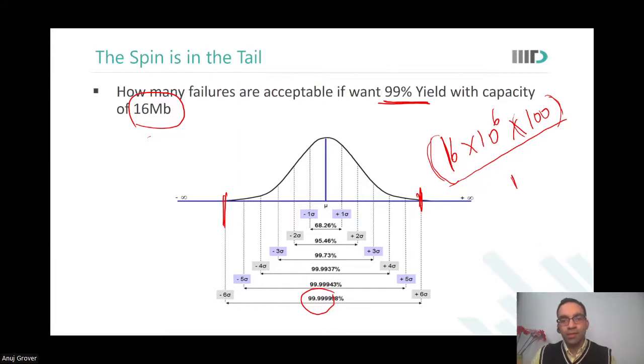Yes, sir. So, for all practical purposes, you can only accept one failure per 100 dies. So this is the kind of capacity in which I want only one failure.